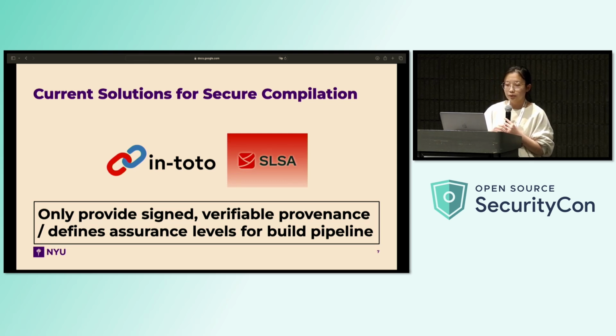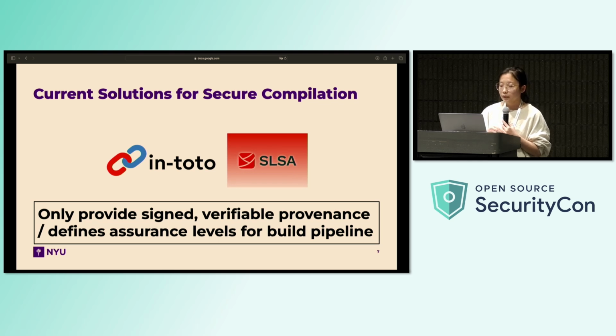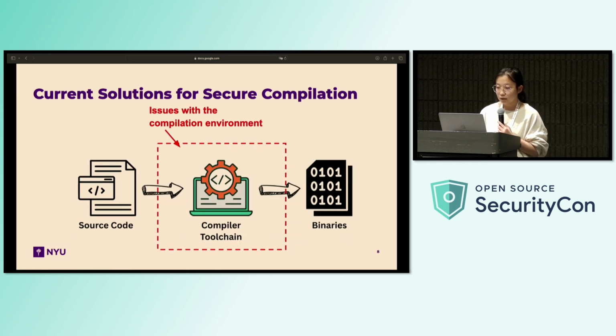Currently, we have several solutions for secure compilation. The first one is in-toto, which provides signed and verifiable attestation reports. Another one is the SLSA build track, which defines the assurance levels for build pipelines. Those techniques ensure the source code, build scripts and the compilers are trustworthy, but they can't address issues related to the build environment itself.